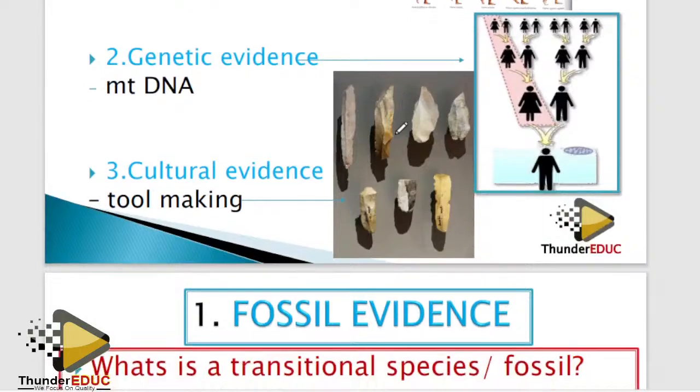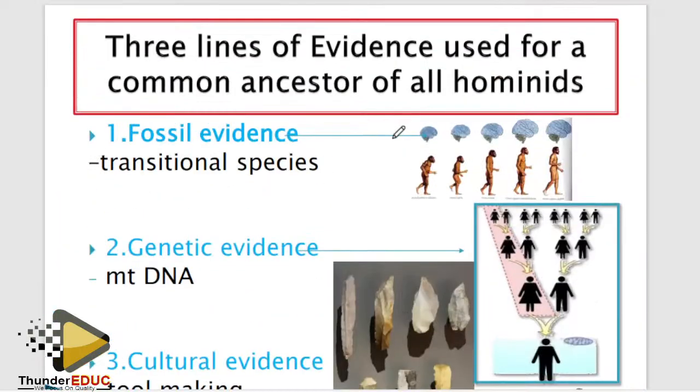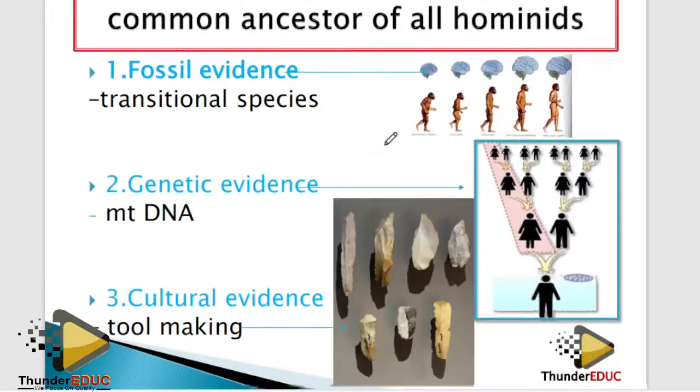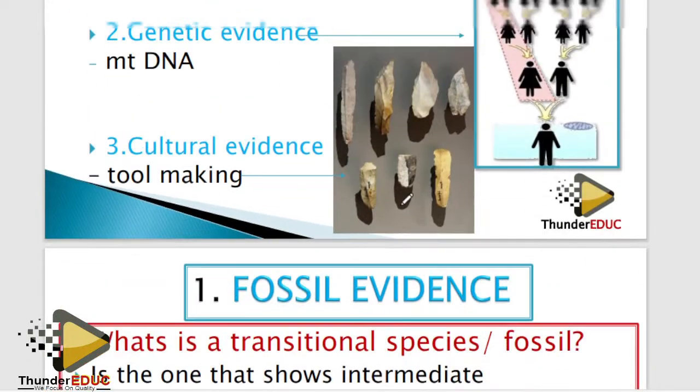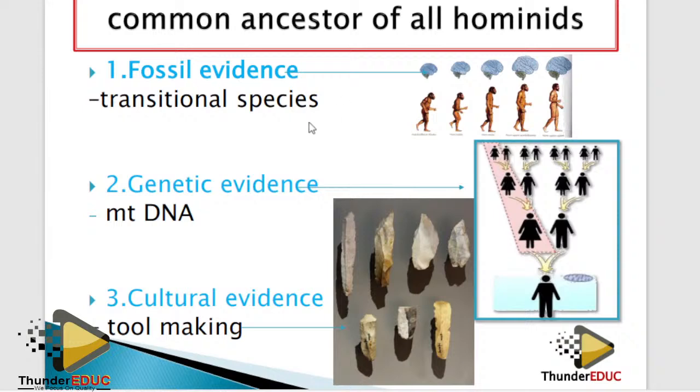Lastly, but not the least, the evidence of hominids: fossil evidence, genetic evidence, and cultural evidence. Guys, when they ask you about the evidences, you don't say the mitochondrial DNA. You don't talk about tools. The evidence is genetic evidence. An example of genetic evidence is mitochondrial DNA. The evidence is cultural evidence. An example of cultural evidence is use of tools.